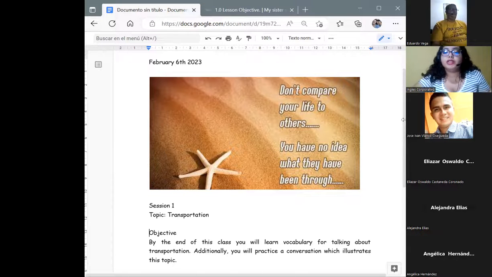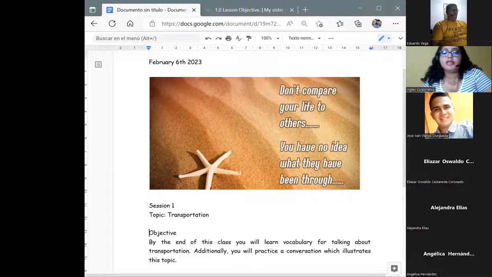So, we are going to begin with the topic, and in this case, we have topic number one, that is transportation. Vamos a hablar de transporte. And in this case, we are going to talk about vocabulary. Este es un tema de vocabulario, donde vamos a ver diferentes palabras que tienen que ver con transporte. So, what is the objective of this topic number one?